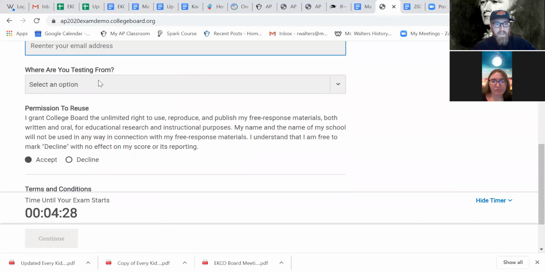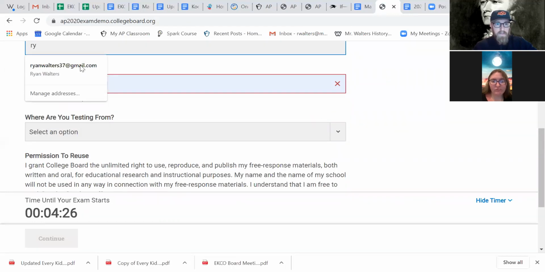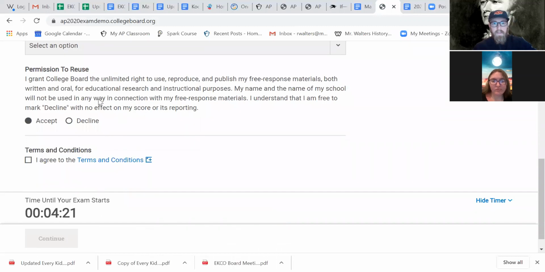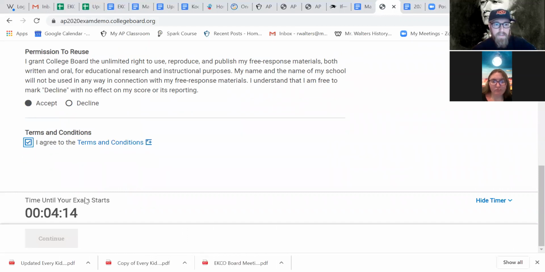And then your email address, and you repeat your email address, and then do you allow them to send your scores to colleges or universities? I accept terms and conditions. Boom, continue, and you move on.